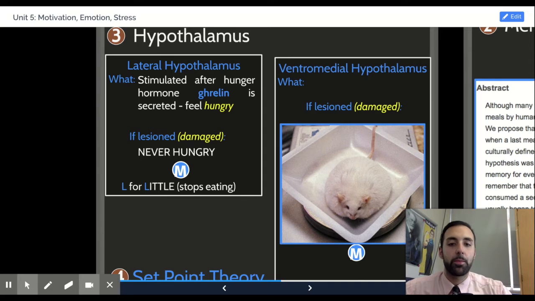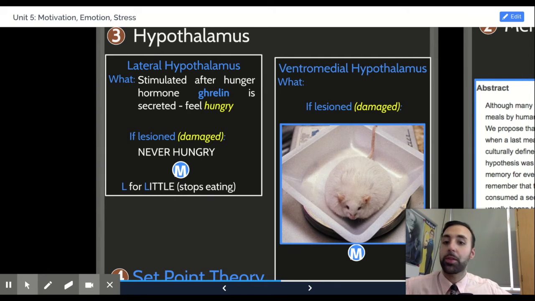If we break down what region of the hypothalamus we're talking about, we can see that the hypothalamus has two different functions in the context of hunger. The region known as the lateral hypothalamus is the region of your brain that is stimulated when you feel hungry, specifically as a result of the hunger hormone called ghrelin. More about that in a little bit. When this region of the brain is stimulated, you experience that sensation of hunger.